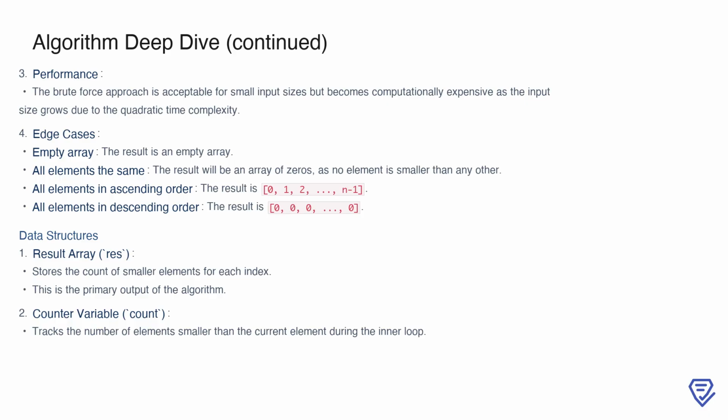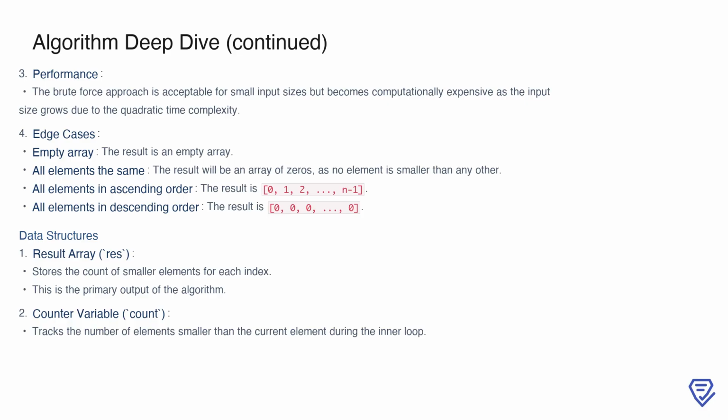If all elements are the same, the result will be an array of zeros, since no element is smaller than any other. If the array is in ascending order, the counts will increase incrementally, producing 0, 1, 2, and so on. Conversely, if the array is in descending order, every count will be 0, resulting in 0, 0, 0, 0.